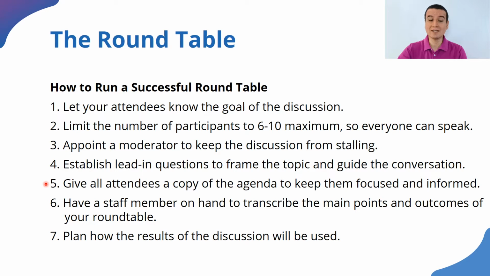Good. Number 6, have a staff member, in that case it would be a classmate, for example, on hand to transcribe the main points and outcomes of your roundtable. So let's apply this to the school environment. Have somebody in charge of transcribing the main points. So what people are saying can be written down so that they can all use those notes for seeing what the results of the roundtable were.